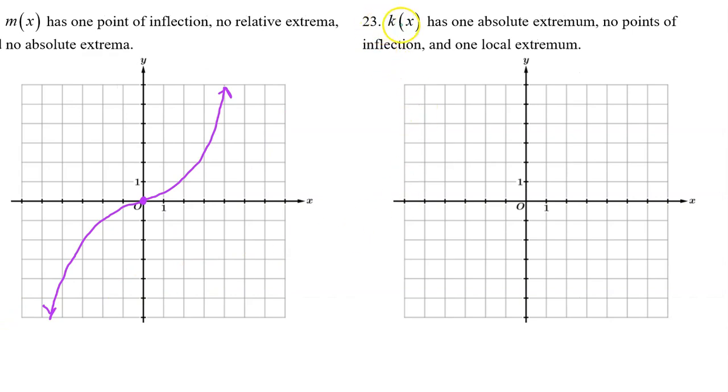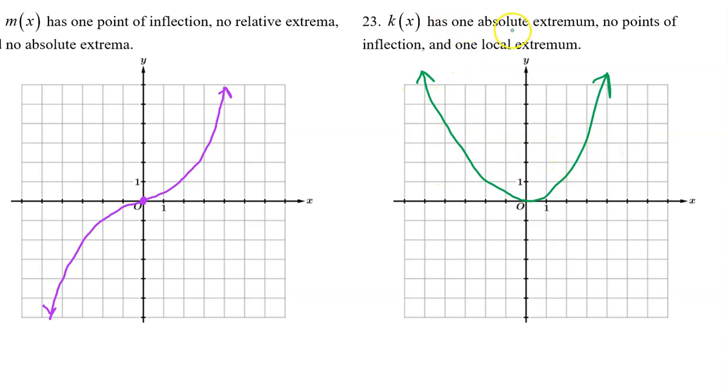For number 23, we want k of x to have one absolute extremum, no points of inflection, and one local extremum. Well, this will be pretty easy if we just draw your classic parabola type shape. This fits all the criteria.